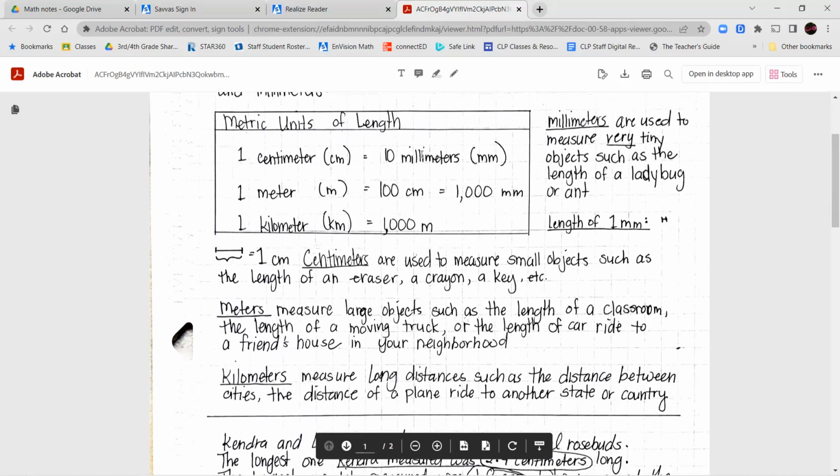So 1 centimeter is equal to 10 millimeters. 1 meter is equal to 100 centimeters, which is the same thing as 1,000 millimeters. And 1 kilometer is equal to 1,000 meters. And then you can break it down further if you want to.